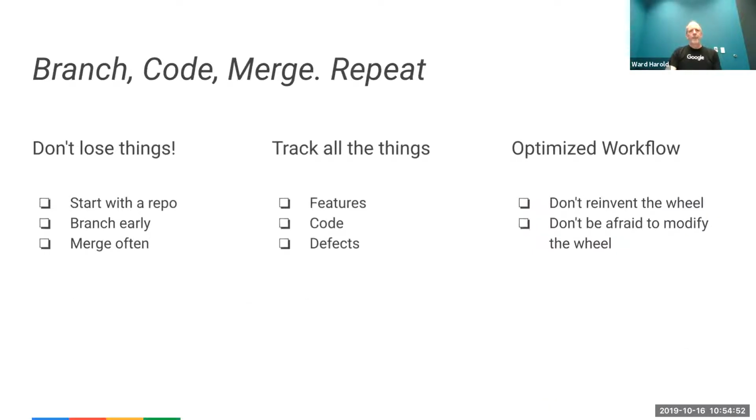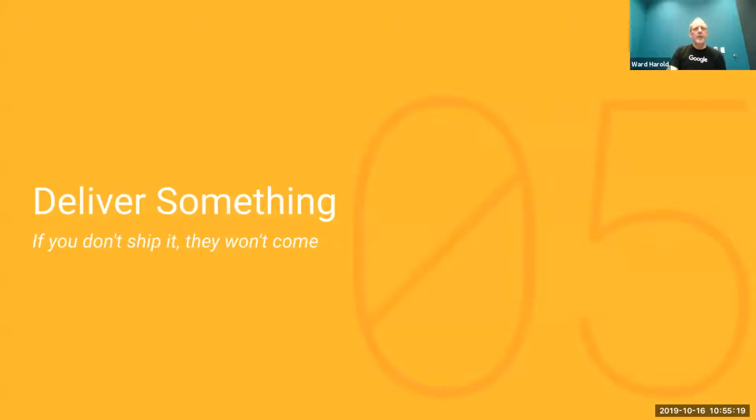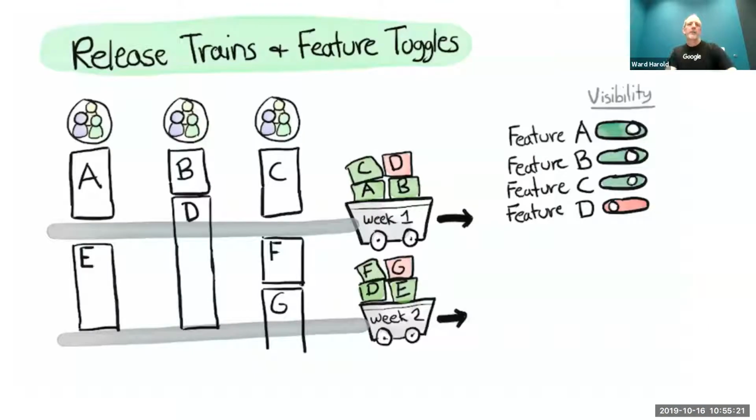So yeah, don't lose stuff. You want to track all the things. GitHub is really good about this: it allows you not just to track your code, but features and defects as well. And you do want to settle on some kind of workflow, trunk-based or Git Flow-based. You can make modifications to it, but if you try to invent your own, you're probably making a mistake.